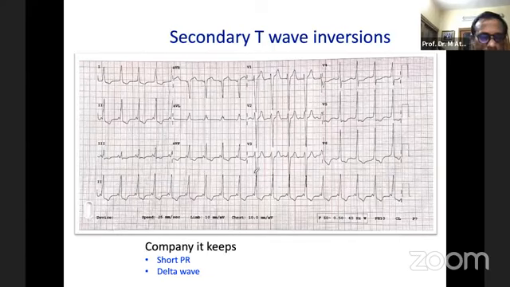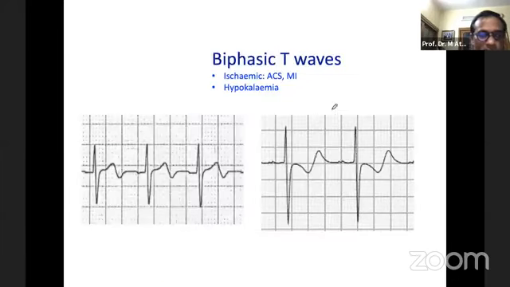And if you can see the company it keeps, there will be the short PR interval and the delta wave. This is the delta wave and the short PR interval. So this is obviously a case of pre-excitation, and this is also a conduction abnormality and discordant T wave. So this is secondary T wave changes, secondary to the depolarization, what happens in case of pre-excitation.